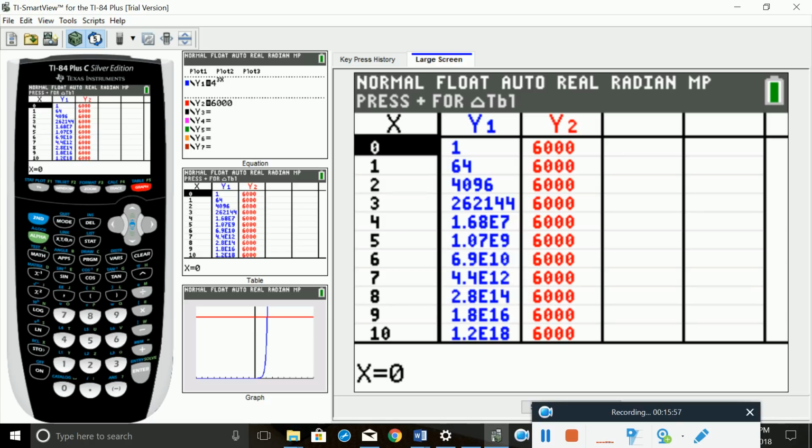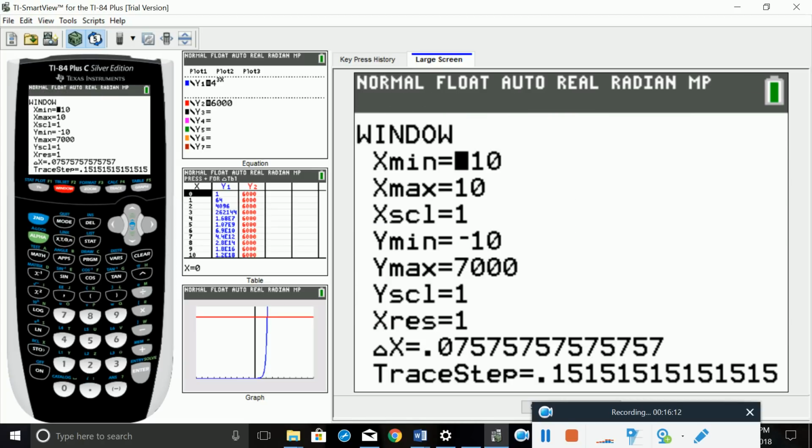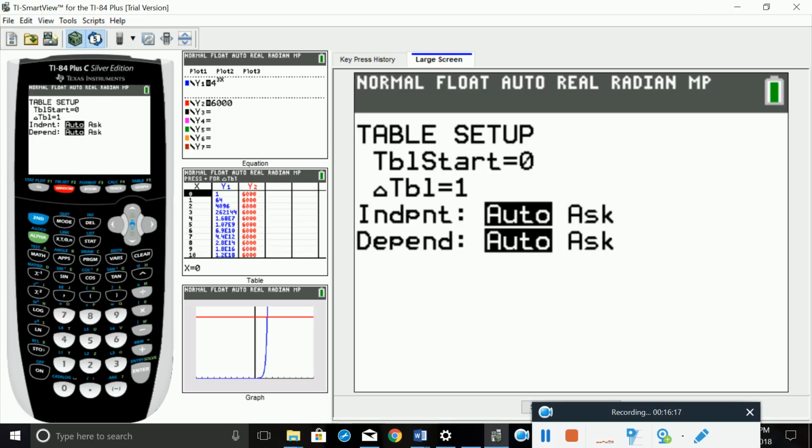So what I can do is change my table settings. We already know the answer is 2.096, but I know that it's somewhere between 2 and 3. So I'm going to go to this table set button. I am going to have my table now start at 2, because I know that my answer is somewhere between 2 and 3. And then this is the change in x I want on my table.